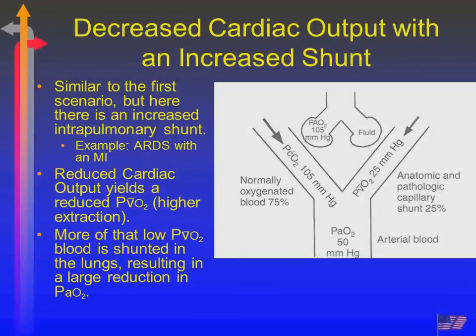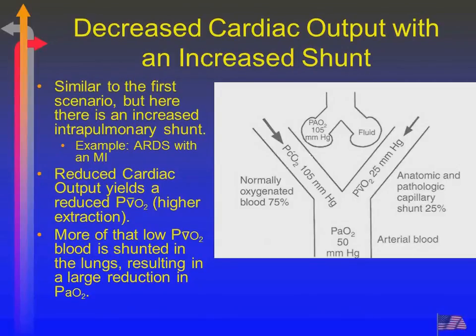How about if I have that big shunt, say ARDS, but I also have an MI? I also have a reduction in cardiac output. Maybe I'm third spacing and I'm becoming hypotensive because all the fluid's leaking out of the vascular space into the interstitial space. Now again, 75% of the blood's going by good alveoli, 25% is being shunted, but now because of that reduced cardiac output, I have a reduction in PVO2. So now that 25%, instead of having a PVO2 of 40, I have a PVO2 of 25.